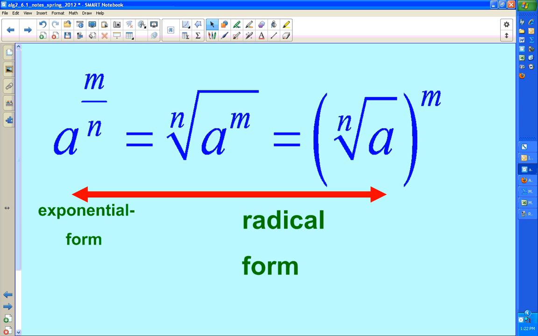Okay? So where you put the power m, the numerator of this fraction, is up to you. If a is a perfect root, then you want to put the m on the outside. If a is not a perfect root, an nth root, then you put it on the inside. Doesn't matter. Any questions on this?